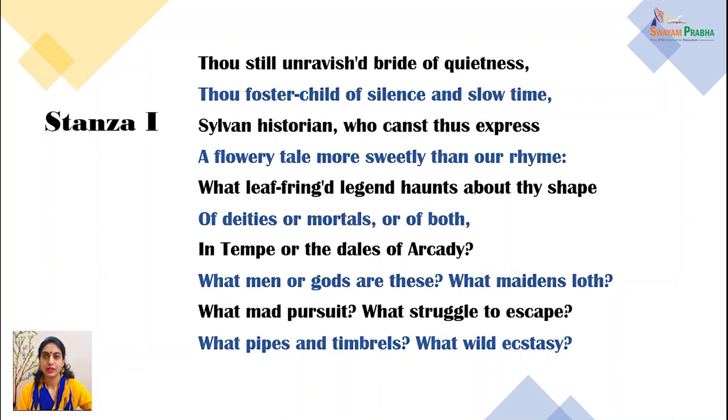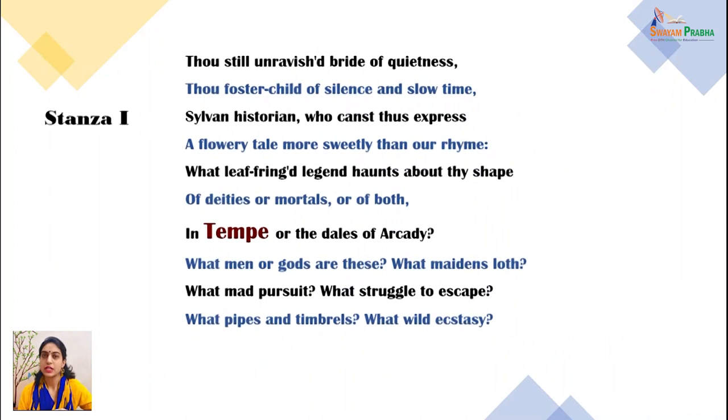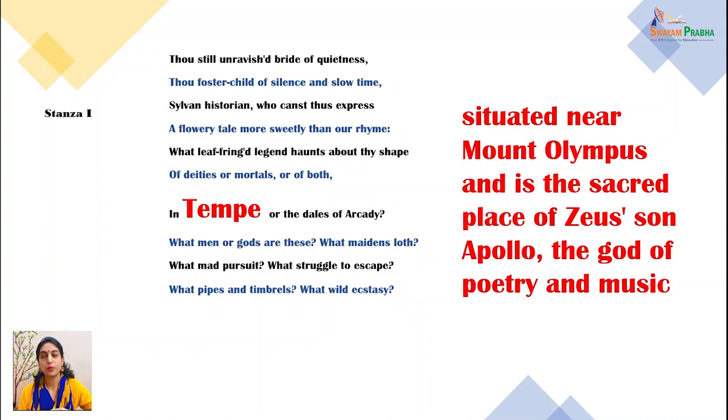In the next line, he says, "What leaf-fringed legend haunts about thy shape, of deities or mortals or of both, in Tempe or the dales of Arcady?" So looking at the images carved there, he asks with a puzzled mind about the flowery tale, which does not give him a very clear picture of who are the people who figure on the vase. Whether they are the deities or humans or both. So if they are deities, are they in Tempe? So Tempe is situated near Mount Olympus and is the sacred place of Apollo, who is the god of poetry and music and is the son of Zeus.